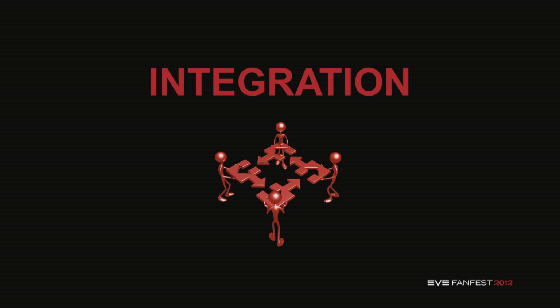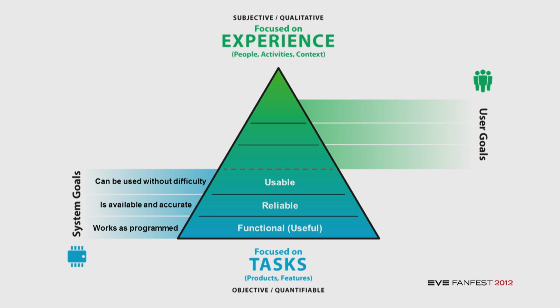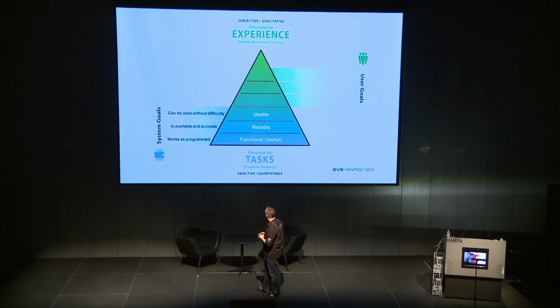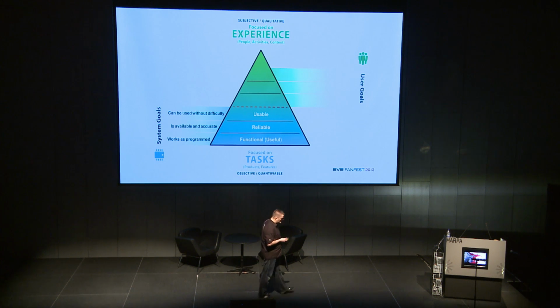So how did we integrate it? When we started talking about this within our company, people were worried that we wanted to shift our focus from the things that we were heavily focusing on before, which were mainly the system goals. Things like, is it functional, which means it works as programmed, or is it reliable, which means it's available and accurate, and is it usable? It can be used without difficulty. But as you can see here, it's a triangle, and these are the foundations. So we're not forgetting about them. We're still using them, if not even more than before, but we're adding to them these user goals.